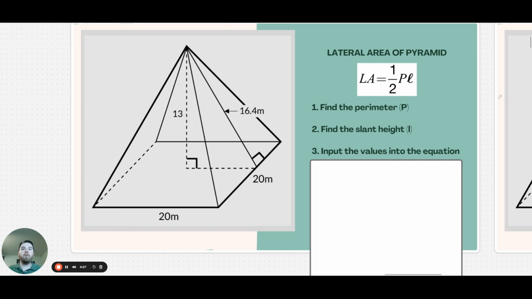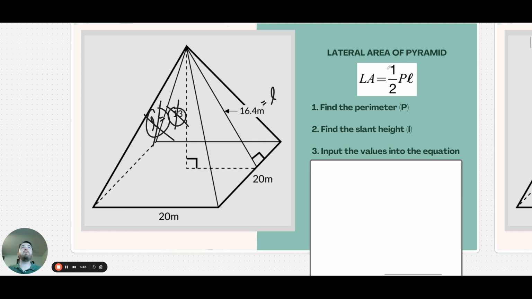And so, first thing that we're going to look at is the lateral area. So, the lateral area of a pyramid is just going to be 1/2 perimeter times slant height. That is L. Be very careful. 13 is not your L. It's not slanted. That's just the regular height. Your slant height in this case here is going to be that 16.4.